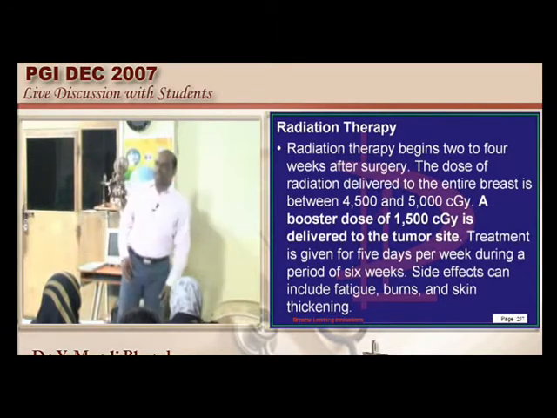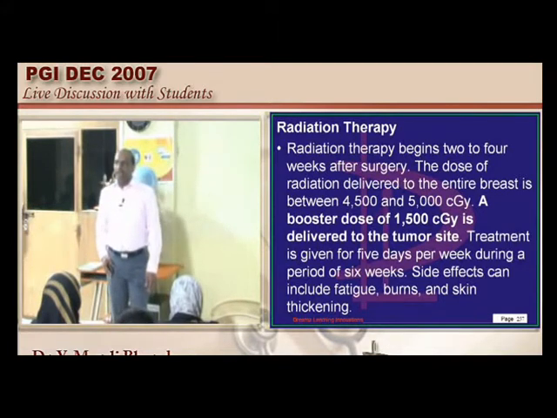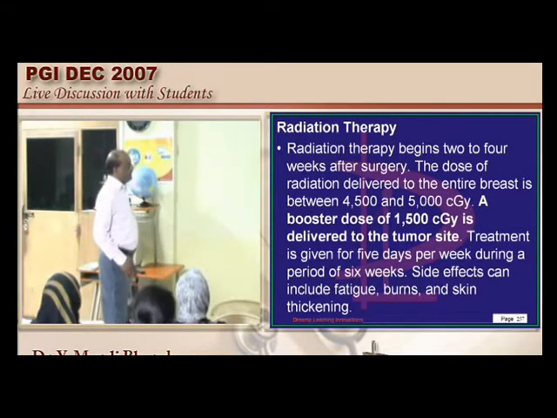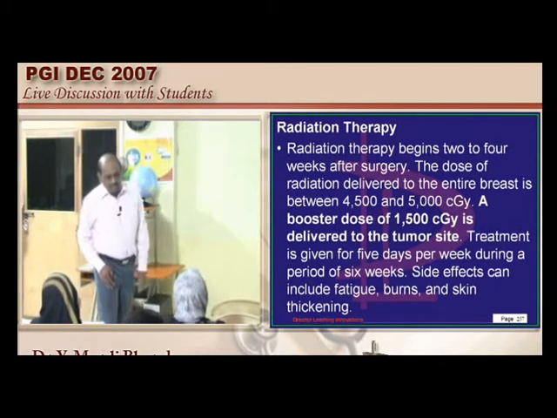There are the 4 maneuvers which are done. They are the 4 important components. Now let us go to the next question.